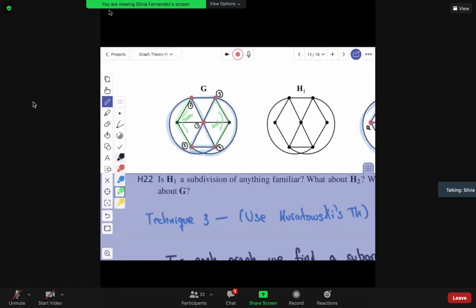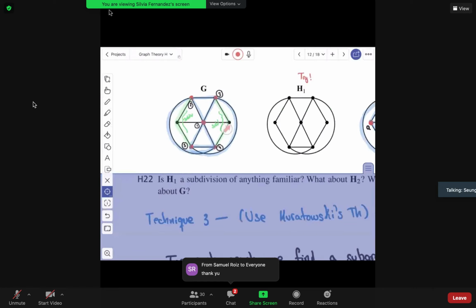Okay? So, Professor? Yeah, go ahead. Isn't the subdivision you chose have a degree of 3? I'm not sure if you have chosen those as your subdivision, because from my understanding, the subdivision vertex should have a degree of 2? Oh yeah, I understand what you're saying.